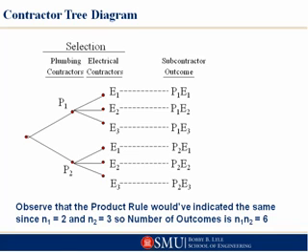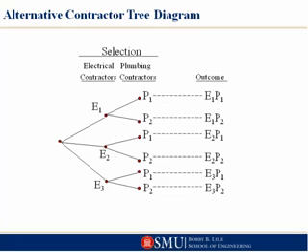Observe that the product rule would have indicated the same, since N1, the number of choices that the general contractor had for plumbers, was 2, and there were 3 different choices for electrical contractors, or N2. And so N1 times N2 is, of course, 2 times 3. Just as a quick note with the tree diagrams, it could have been flipped, right? I mean, the general contractor only cared that they had 1 electrician and 1 plumber. Didn't care whether the electrician was picked first and then the plumber, or the plumber and then the electrician.